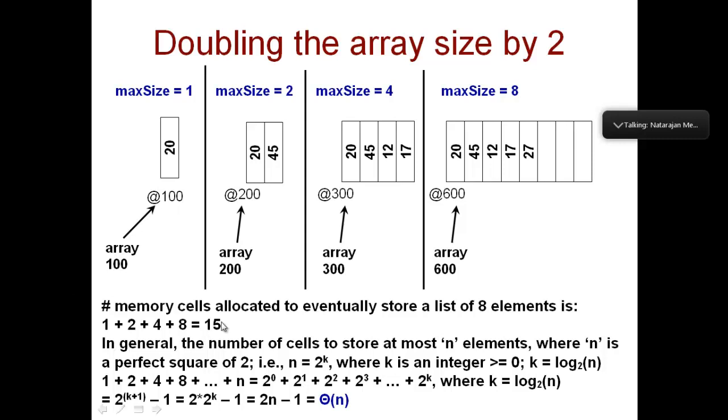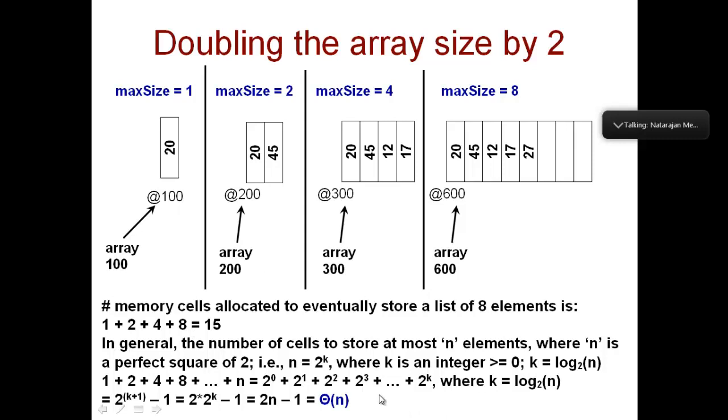So in the case of 15, n is 8. Right, so 15 can be written as 2 times 8 minus 1. 2 times 8 is 16, minus 1 is 15. If n is 16, then 1 plus 2 plus 4 plus 8 plus 16 is going to be 2 times 16 minus 1, which is 31, and so on. So 2n minus 1 is Θ of n.